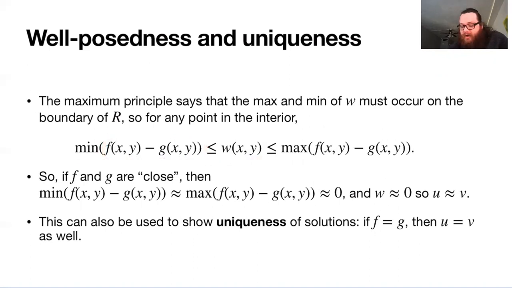Likewise, the maximum of w is going to occur on the boundary. What is w on the boundary? Well, w is equal to F minus G on the boundary. So w is going to be bounded above by the maximum of this term, F minus G, which is again the value of w on the boundary.